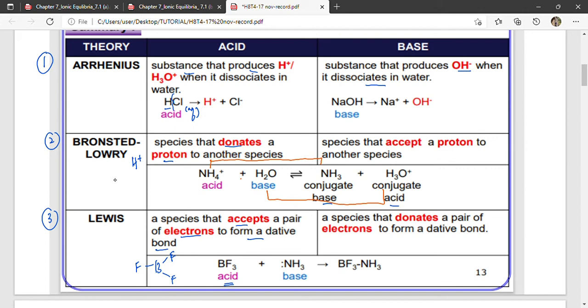Okay, so NH3 will donate the electron pair to BF3. So NH3 is the base and BF3 the acid. So we have the product here, BF3 NH3, with the dative bond. So this is the difference between Arrhenius, Bronsted-Lowry, and Lewis.